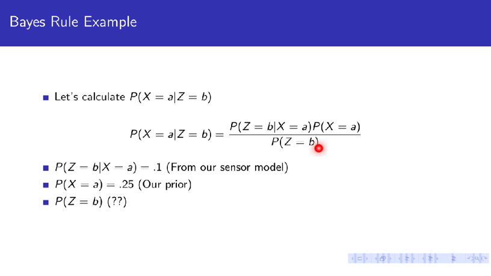It's not immediately clear, right? Just knowing how our sensor works doesn't tell us immediately what the probability of seeing a B from the sensor is. So it turns out that it's not a problem. This value can be calculated from the other terms.